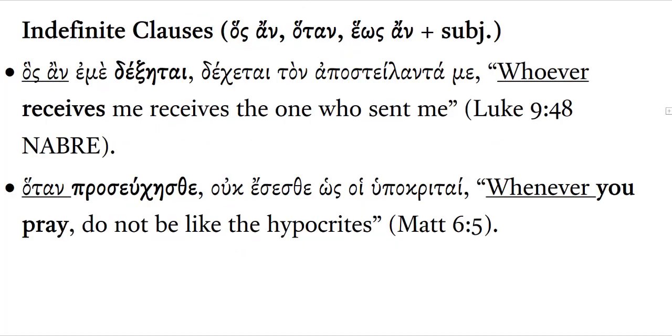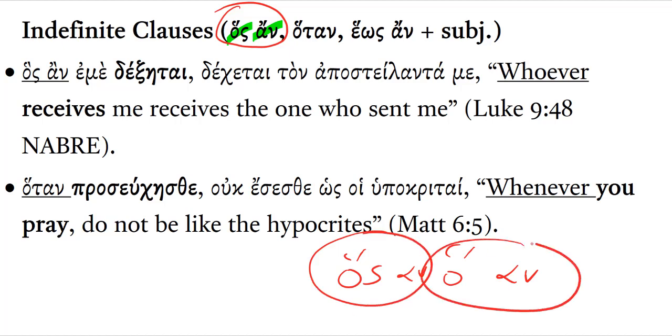The subjunctive is also used after hos an, whoever. That is an indefinite relative, right? Hos is who, or ha is what, but if we throw in the an after that, it becomes whoever and whatever. Okay, also after hotan, which is whenever, or heōs an, which is until. So you just have to know when you have this, the subjunctive's coming.